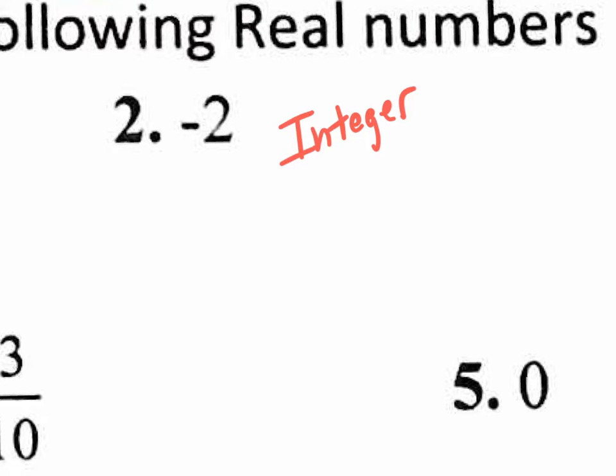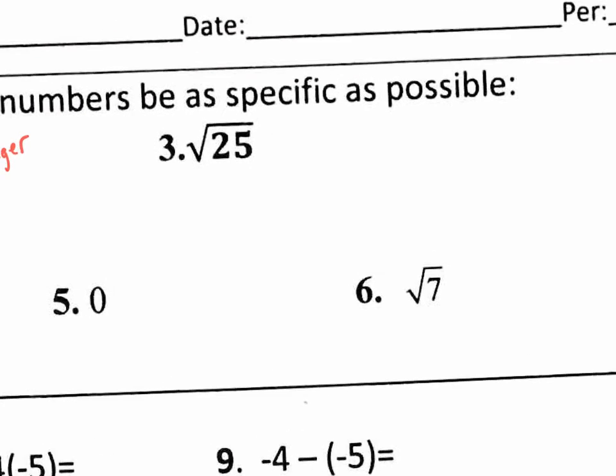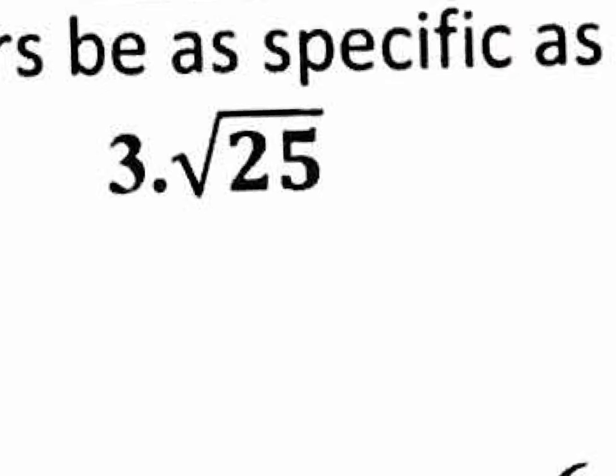That is a nice negative number. If it had a fraction or decimal, it would go back to rational. Number 3, that could be tricky. A lot of people say irrational because they see that square root sign, but it's actually natural. Why is that? You actually have to classify the answer.